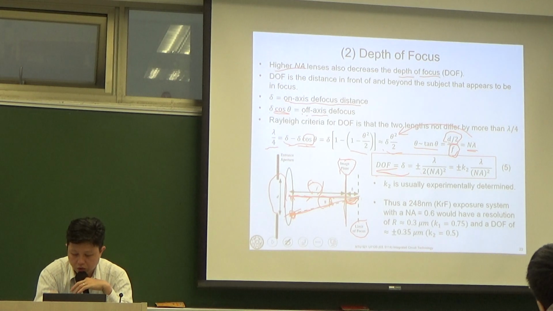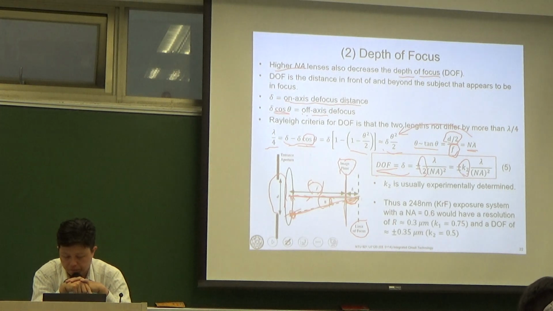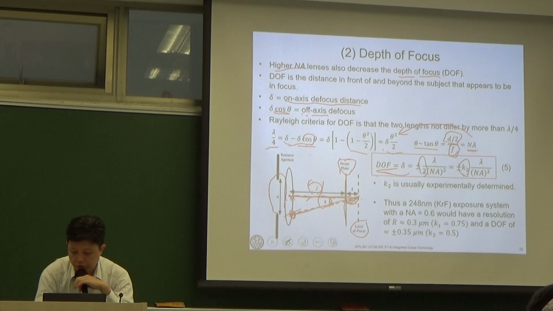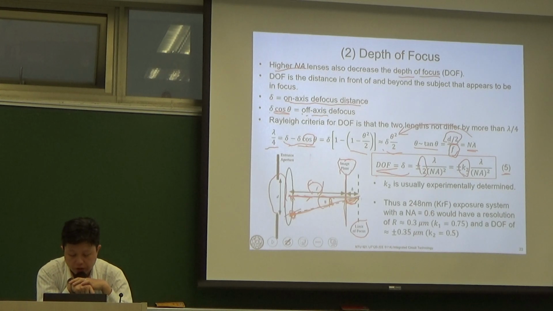This 1 over 2 we can express generally with another parameter, k2, which is an experimental parameter that also depends on your lithography tool and the optics you use. So from this equation 5, compare it with equation 2. Let me ask you a question: do you want this DOF large or small?